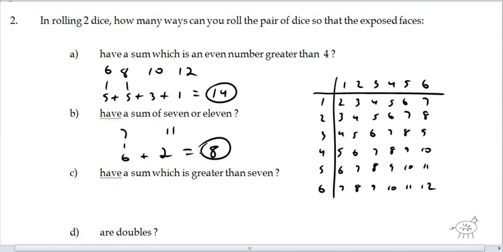Have a sum which is greater than 7. Again, you just count them. Count the 8s and the 9s and the 10s and the 11s and the 12s. Again, it's really pretty easy. So there are 5 8s. There are 4 9s, 3 10s, 2 11s, and 1 12. And I add all of them together and I get 15. Okay, really pretty easy. All right, D, doubles.